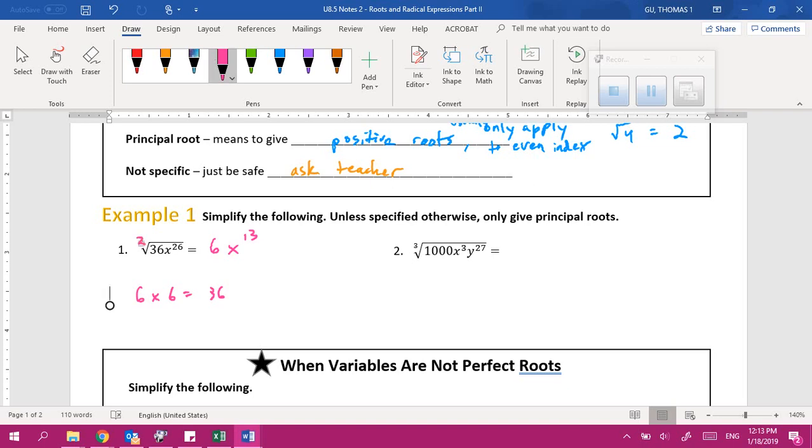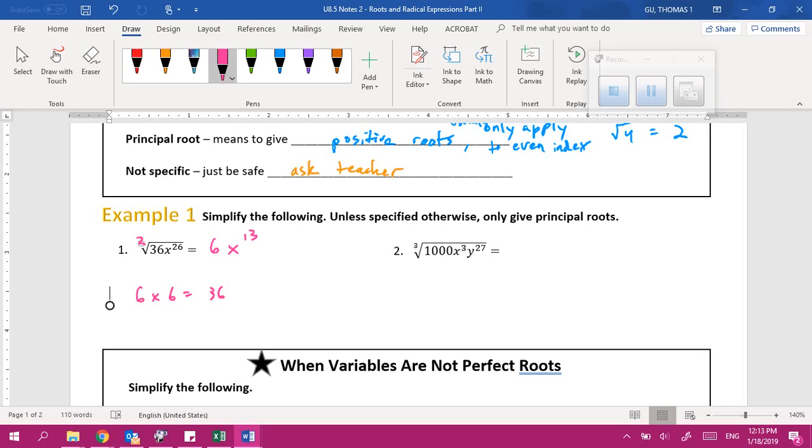Right. And what is that number called right there? Anybody? What is it called? The little 2 right there on the radical. That's not an exponent. Starts with an I. Yeah. Index. There you go. Good. So 6x to the 13.